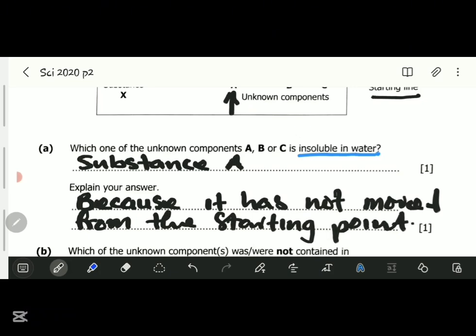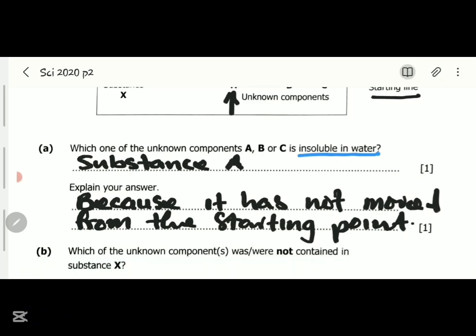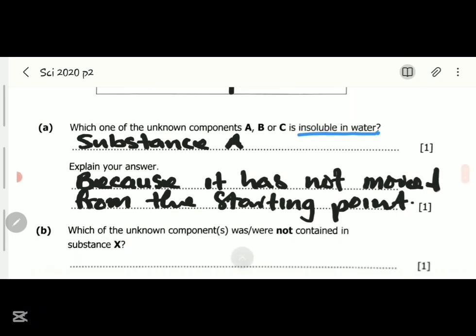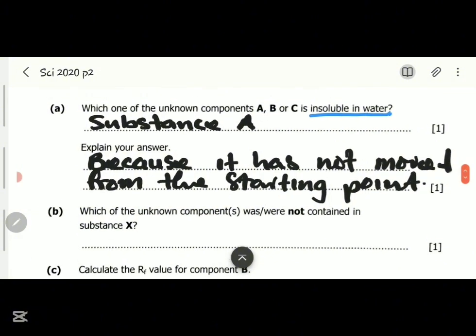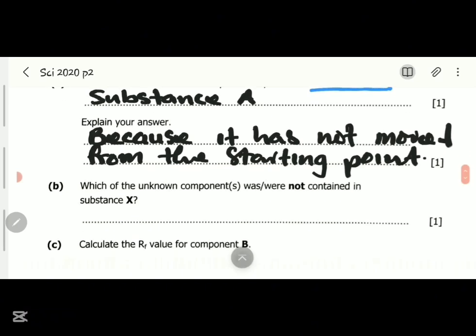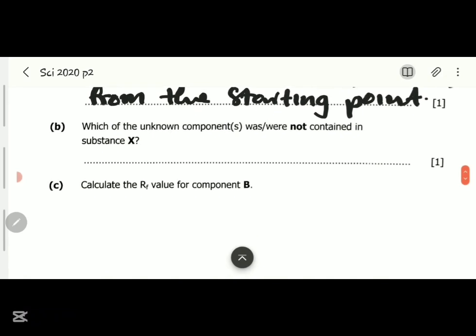All right. So there we have for A. So if it was soluble, it would have moved. So substance A and substance C. And the reason is that it's insoluble because it has not moved from the starting point. All right. Then we go to B.